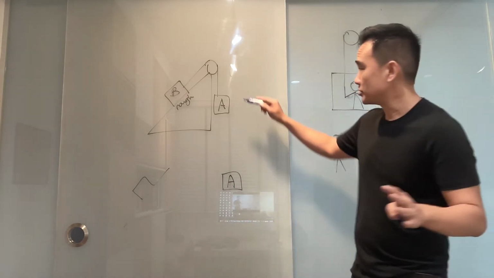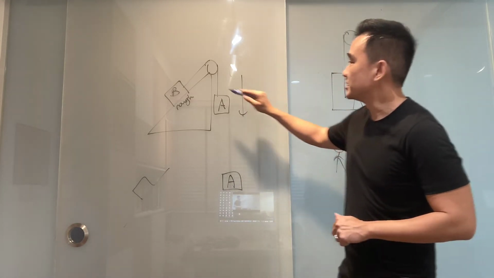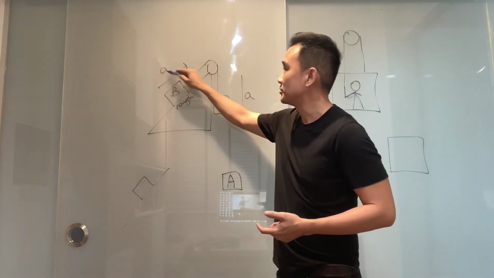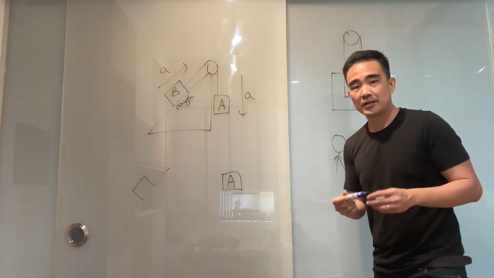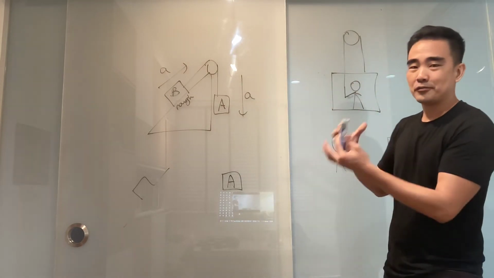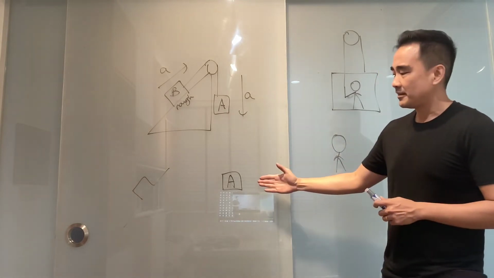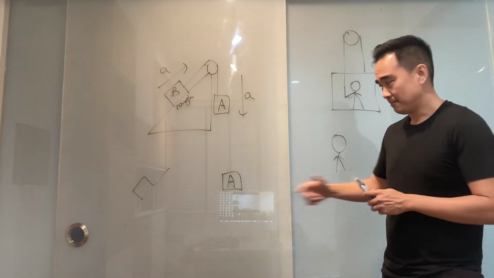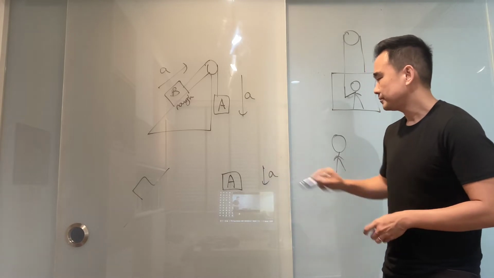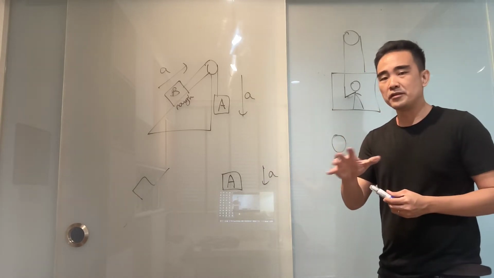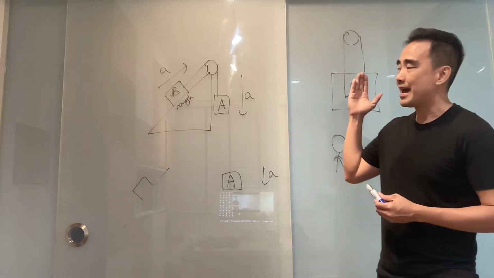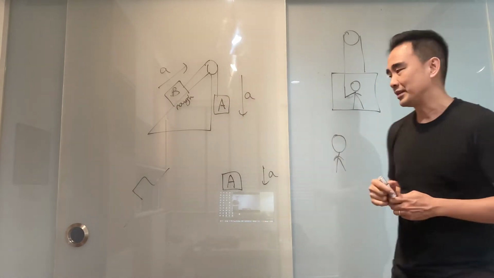Let's start off with body A first. And let's assume that the acceleration is this way. Naturally, it has to accelerate this way because they're tied by a string, and the string cannot go the other way, it will break, right? B cannot go the other way. So let's say A accelerates downwards. You may ask yourself, what if the actual acceleration is the other way? We'll talk about it later.